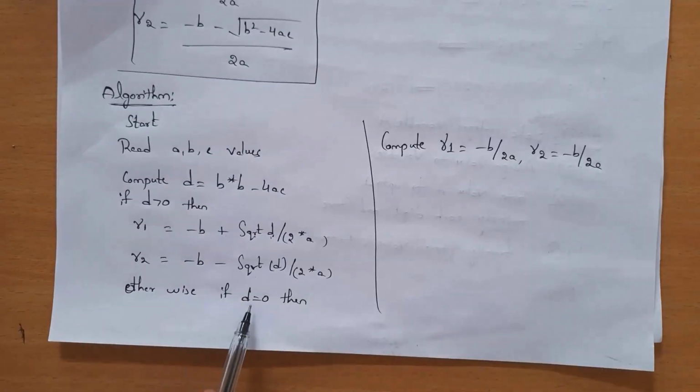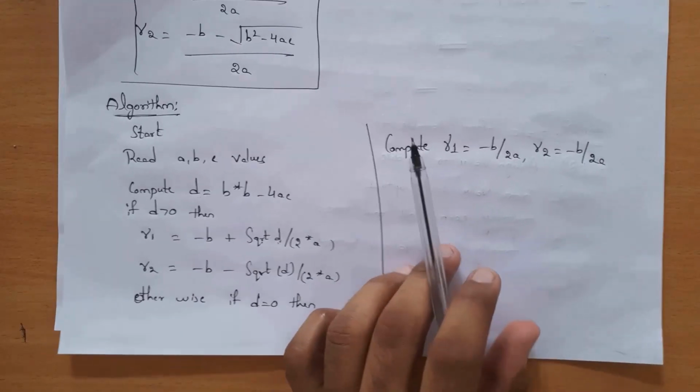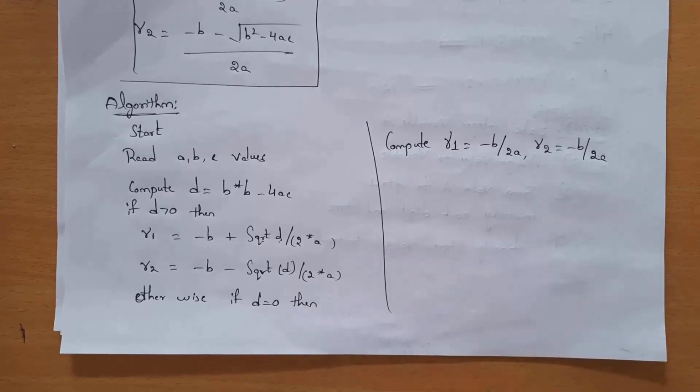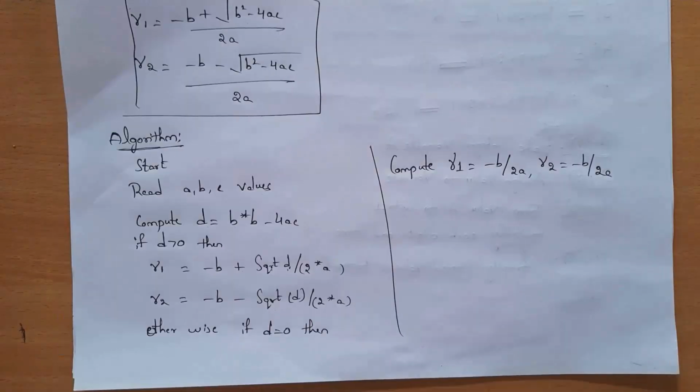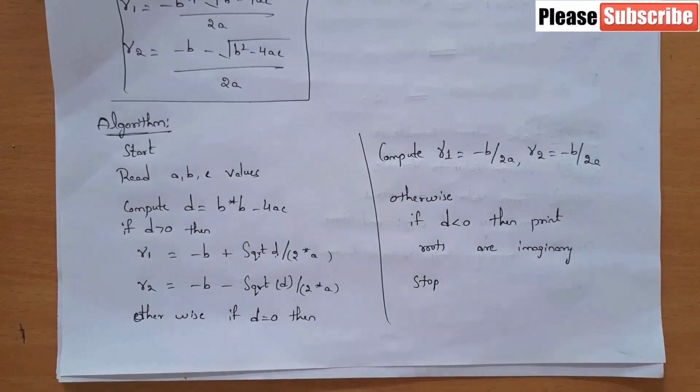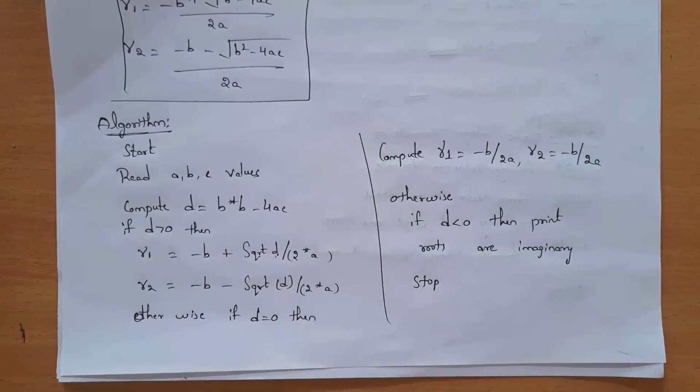But if d value is equal to 0, then we need to compute R1 is equal to minus b by 2a and R2 is equal to minus b by 2a, because value of root 0 is 0. So we cannot apply this formula. Even if you apply this formula, result is same. If d value is less than 0, then you need to write roots are imaginary, and last step is stop. This is an algorithm for finding roots of quadratic equation.